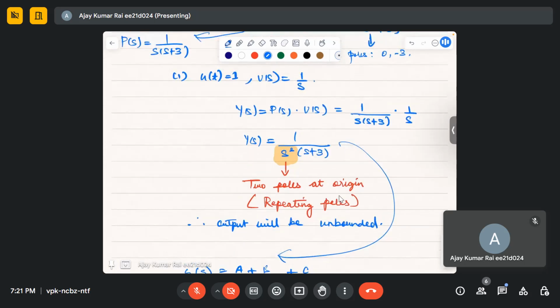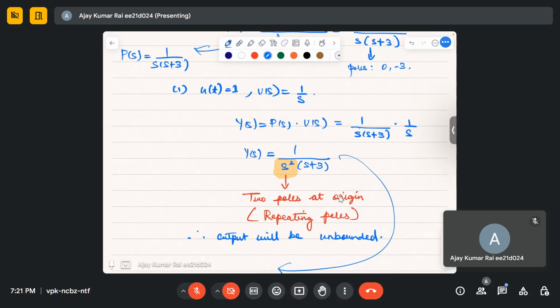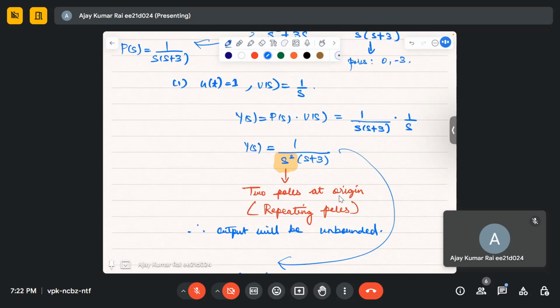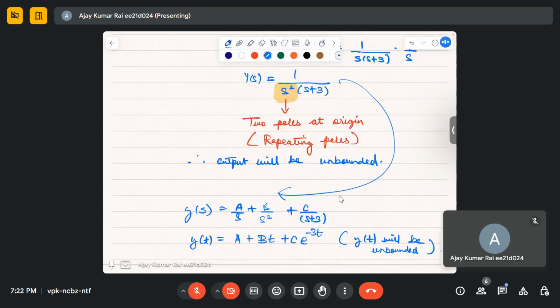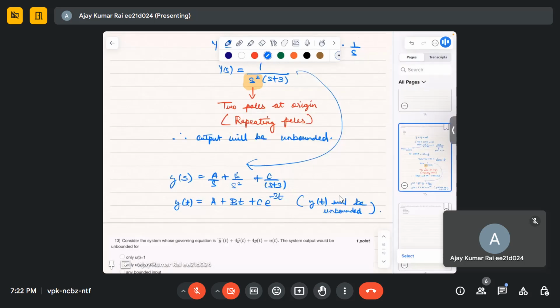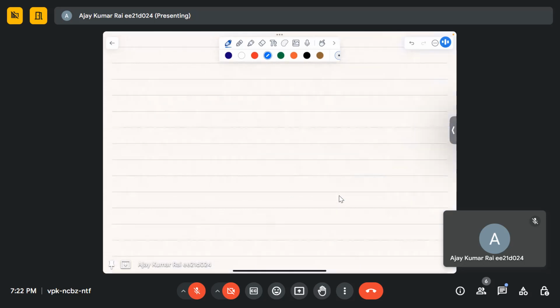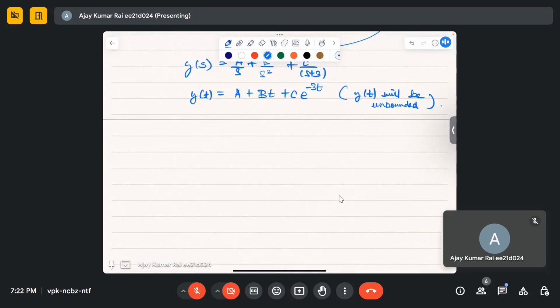What I had done is I just saw that in the denominator there is a term s squared. So this is repeating. Repeating poles, so be careful with the repeating poles. Directly you can say the system output will be unbounded for this given input. You can also check by finding y(t); there will be a t term.